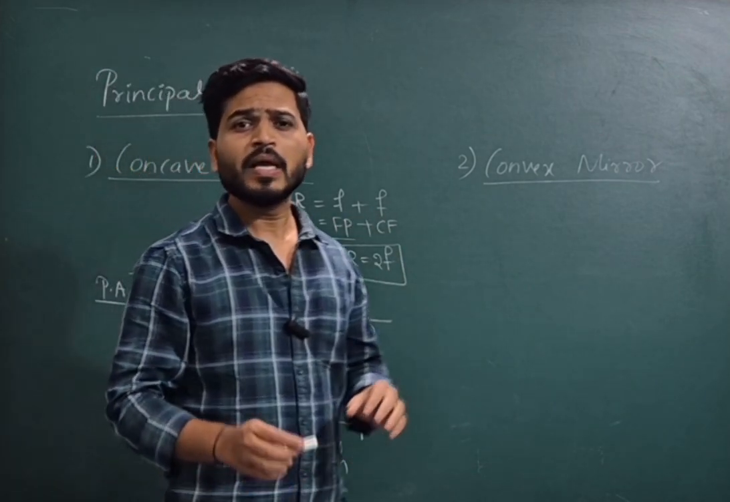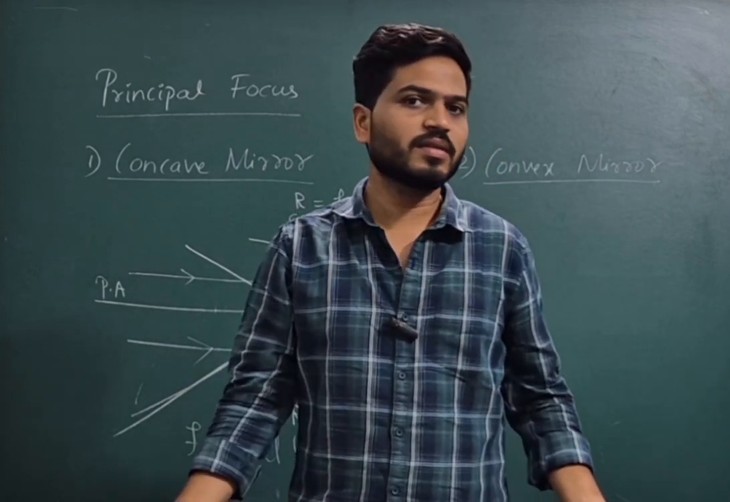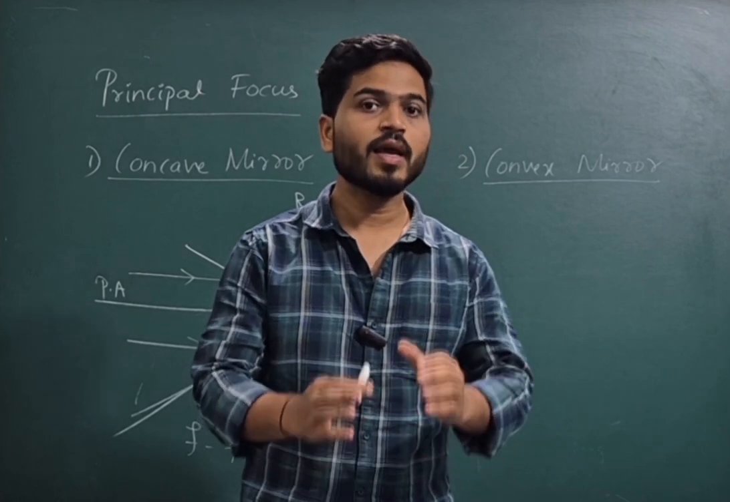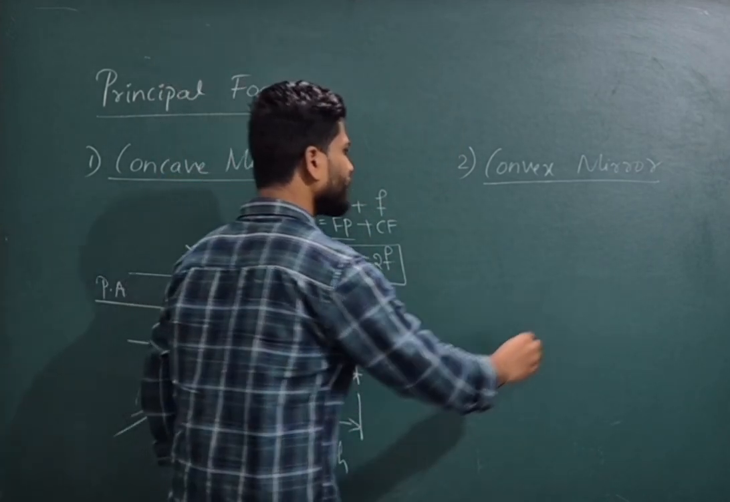Is that correct, all of you? Radius of curvature is nothing but twice the focal length. Very simple, right? The same process is going to happen in convex mirror also. How is it going to happen? Let us see now.